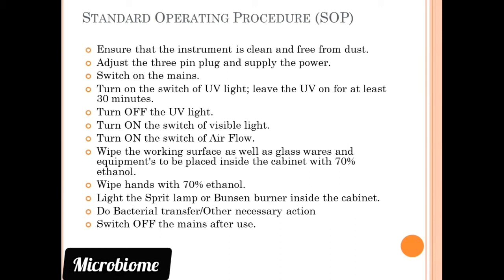Then turn on the switch of visible light. Turn on the switch of airflow. Then wipe the working surface as well as glassware and equipment to be placed inside the cabinet with 70% ethanol. Wipe hands with 70% ethanol. Light the spirit lamp or Bunsen burner inside the cabinet. Then do bacterial transfer or other necessary actions. Switch off the mains after use. So this is the standard operating procedure which you have to perform.